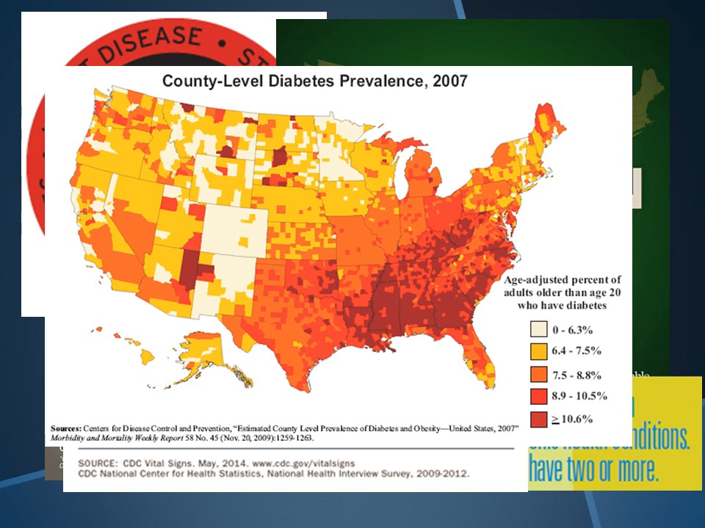These are some of the statistics that I found on chronic disease in the United States. 3/4 of all deaths in the United States are from chronic disease. So cancer, heart disease, stroke, diabetes.